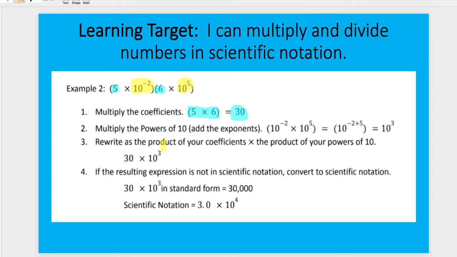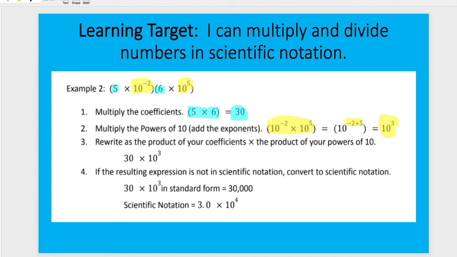Remember, when you learned about the product of powers property, you learned that when your bases are the same number, you can add your exponents. So 10 to the power of negative 2 times 10 to the power of positive 5 means I'm going to add the negative 2 and the 5 together to get an exponent of 3. So that would be simplified as 10 to the 3rd power.